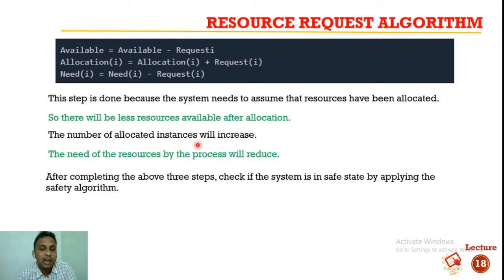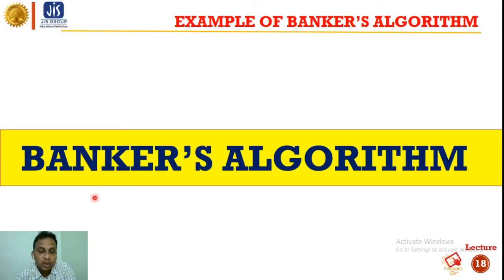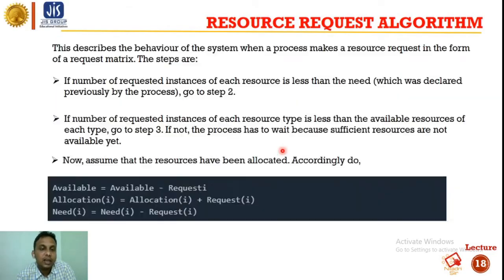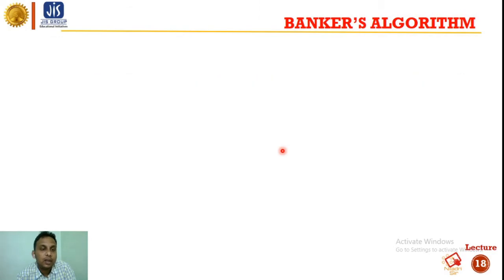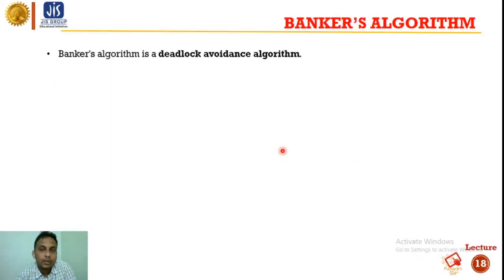After completing the above steps, check if the system is in a safe state or not by applying the safety algorithm. If it is in the safe state, proceed to allocate the requested resource, else the process has to wait longer. Now we will do a few problems on Banker's algorithm. Before proceeding to the problems, I will once again recapitulate the algorithm. So what is Banker's algorithm? It is basically used as a deadlock avoidance algorithm.